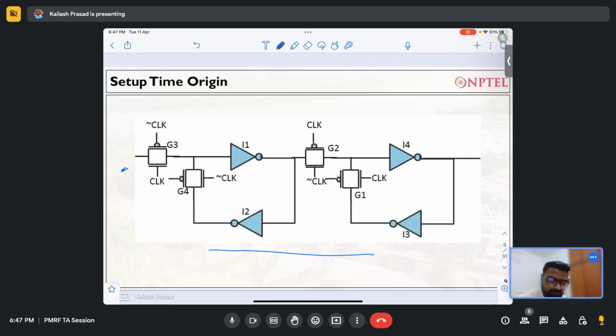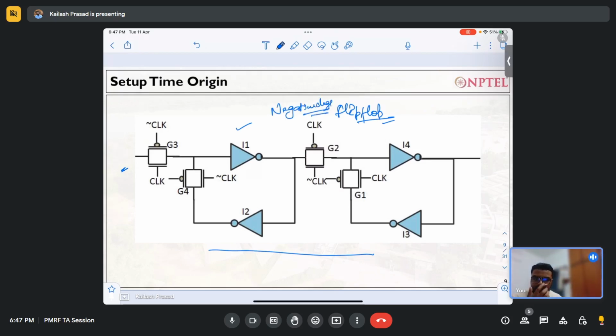Transparent latch. Okay, now there are actually two latches, you can see, right? Then it is a flip flop. Yeah, this is a flip flop. Which edge triggered? Can you tell me? Right, so this is a negative edge triggered flip flop.